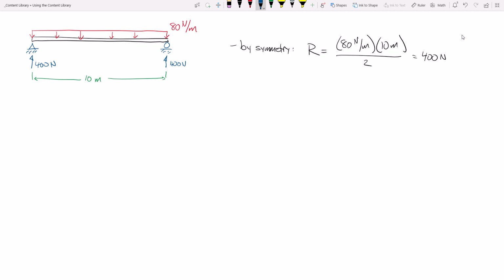Okay. So let's construct our shear diagram. Let's construct our moment diagram.